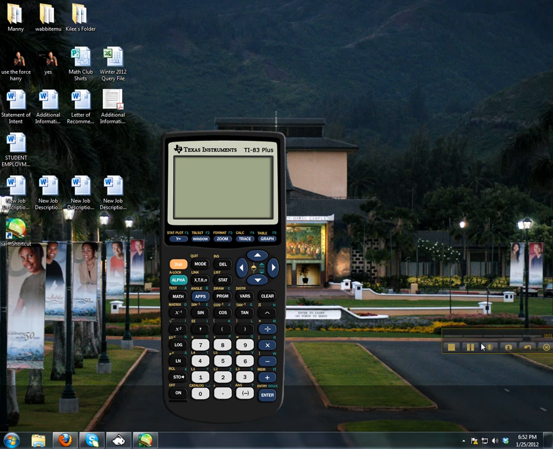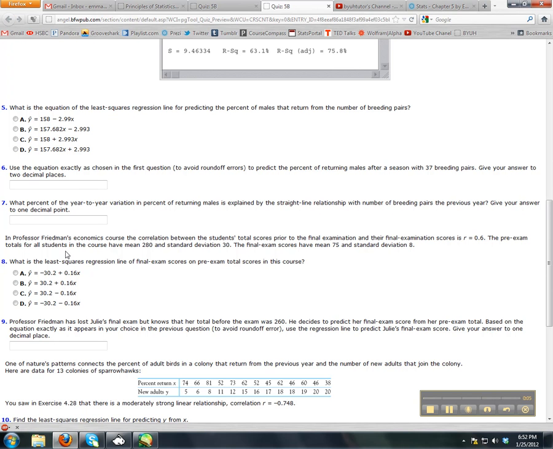Alright, let's work on another problem. Right now we're going to work on 5B number 8. In Professor Friedman's economics course, the correlation between the students' total scores prior to the final examination and their final examination score is r = 0.6. The pre-exam totals for all students in the course have a mean of 280 and a standard deviation of 30. The final exam scores have a mean of 75 and a standard deviation of 8.